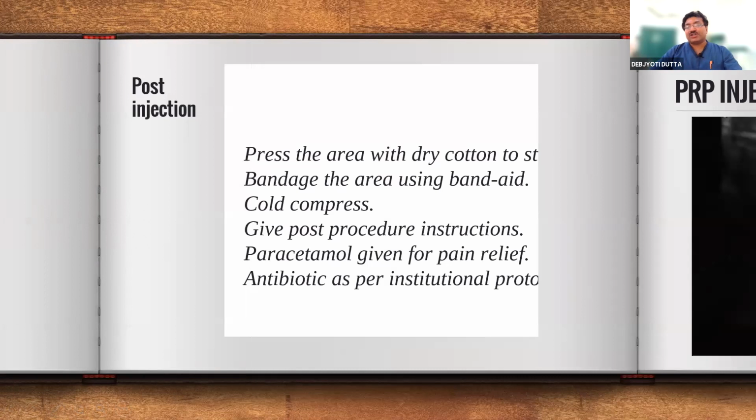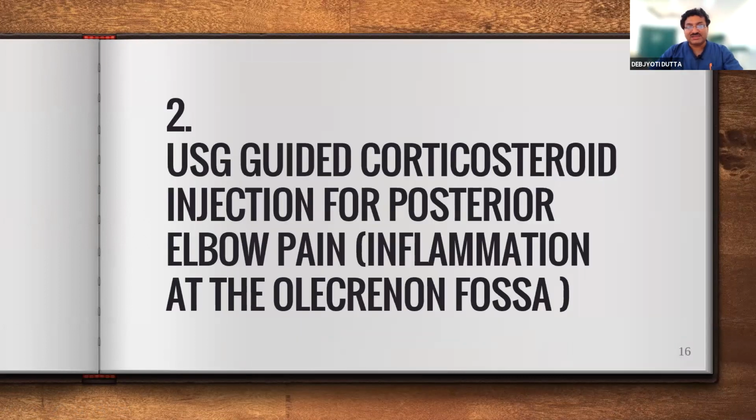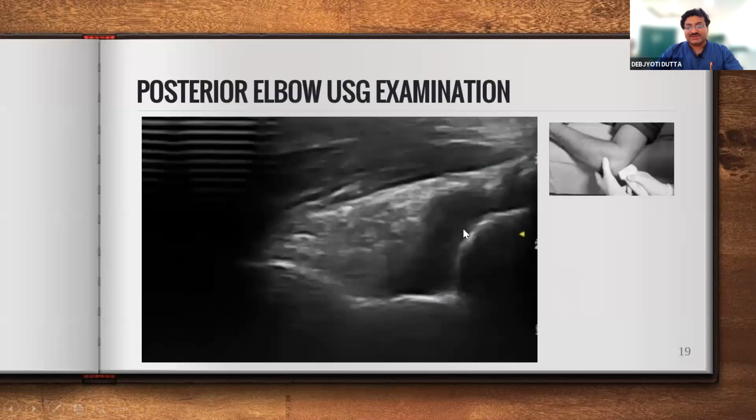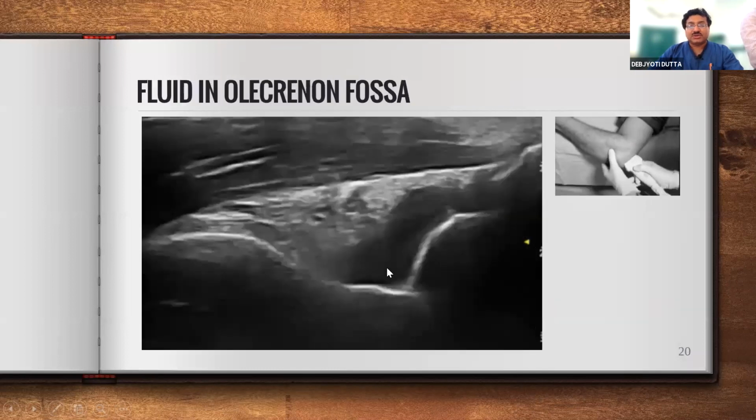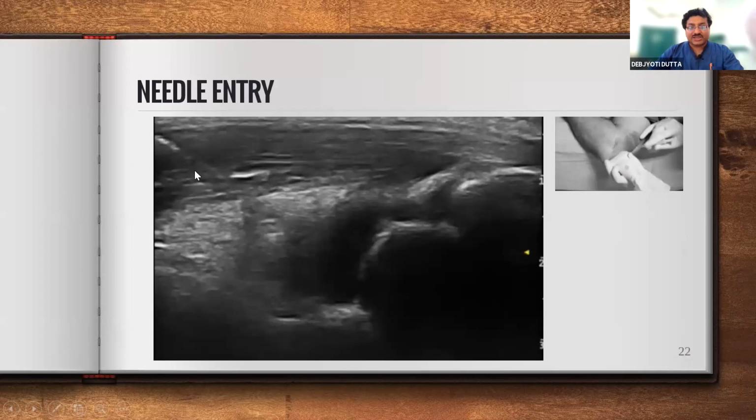Next is the ultrasound guided corticosteroid injection for the posterior elbow pain, inflammation at the olecranon fossa. So here, again, you can see the fluid in the olecranon fossa on the examination, okay? Previously, you have seen the olecranon fossa, now you see the olecranon fossa, okay? So there is a lot of fluid here. So here is after clinical examination.